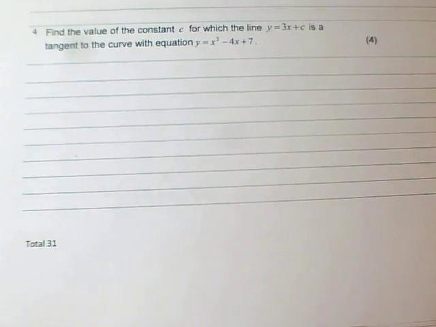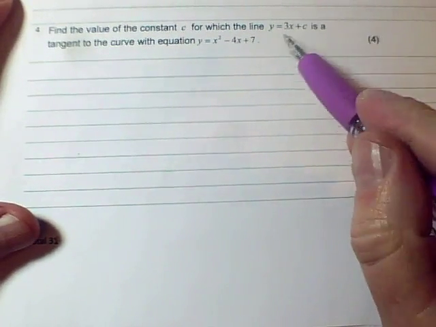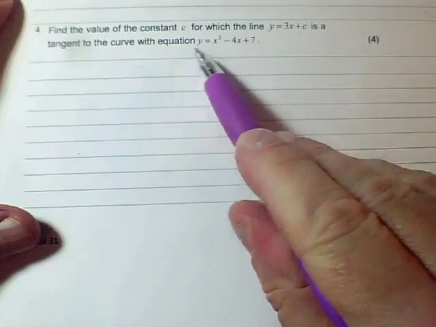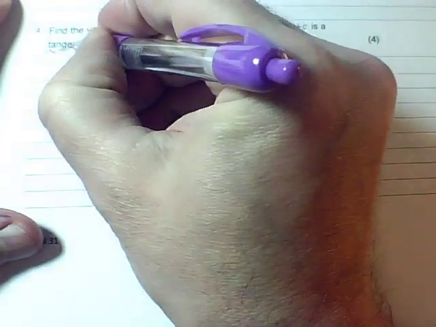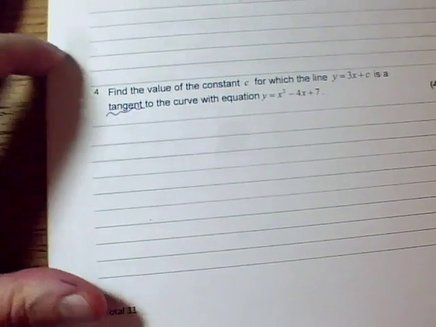Okay, now this question 4 is a really good question and a really important question. This is the one that you do not want to miss out of your homework because you couldn't sort it out. Because we're going to sort it out. Right, what's going on? We've got a line, we've got a curve, and we've got a tangent.